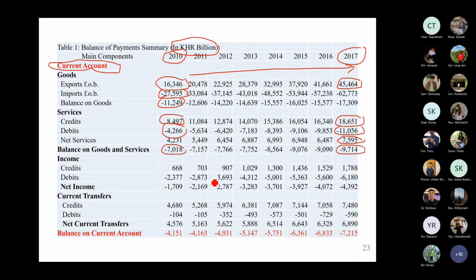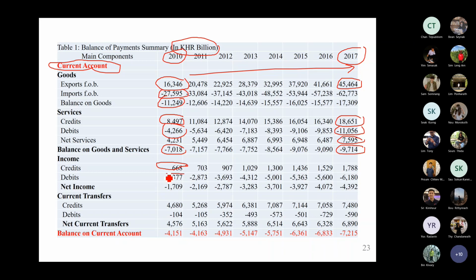Here I have the income transfer. You can see that in the year 2010, the income that we receive from outside our country, from the rest of the world, that flows into our country, perhaps our workers receive the salary from foreigners, or we make investment and receive profit and transfer back home, is about 0.6 trillion, or 668 billion Cambodian riel.